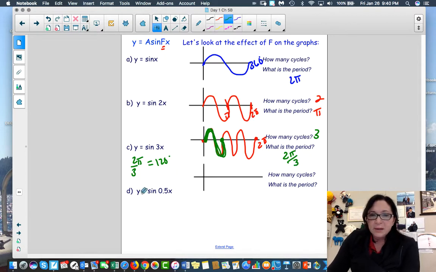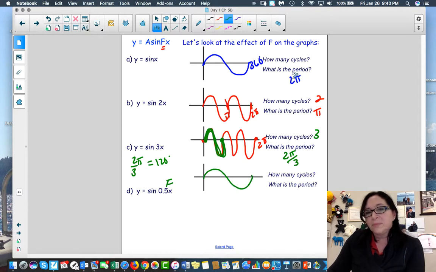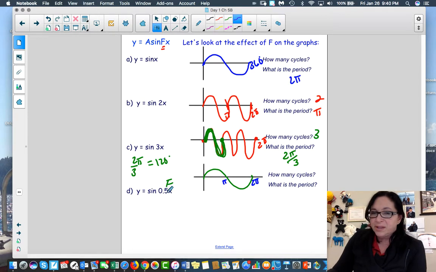And lastly, we have y equals sine of a half x, which now my frequency is 0.5. So if I draw my graph, this is called the original graph. We call that the parent graph. So I draw my parent graph, but what that means is this is 2 pi and this is pi. It means that my frequency is half. So think about this. If my period is 2 pi and I divide by my frequency, which is a half, that's going to give me 2 pi times 2 over 1, which is 4 pi.